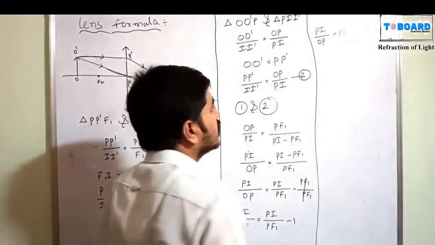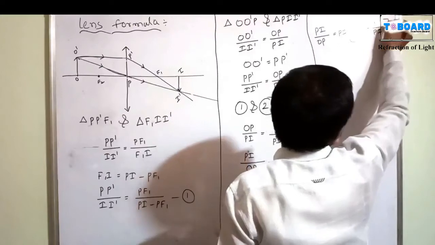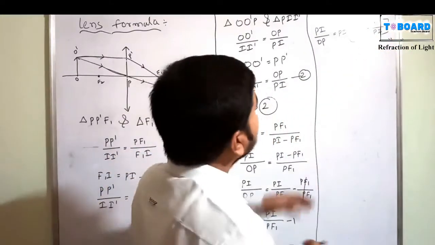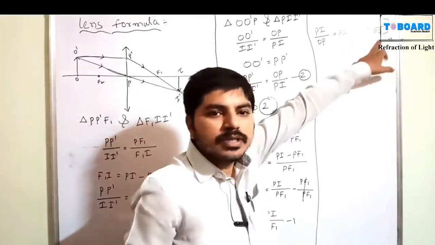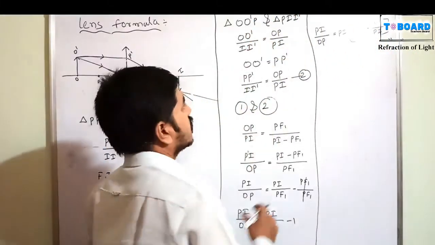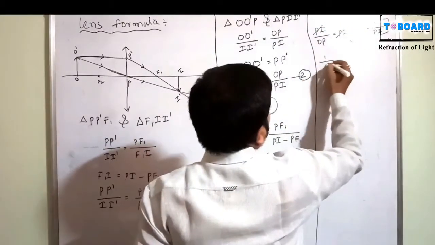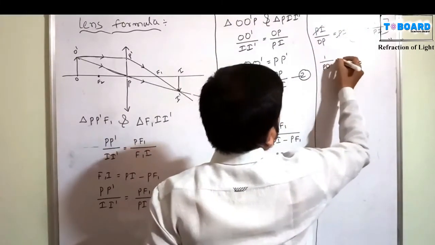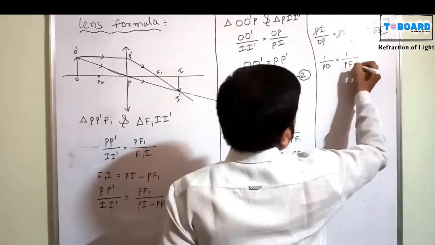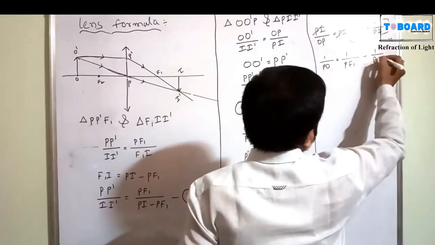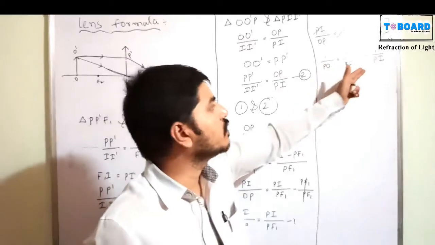If you multiply again, PI by P F1 minus PI by PI gets cancelled. So I am going to cancel PI on both sides. So 1 by PO or OP, whatever it may be: PO is equal to 1 by P F1 minus 1 by PI. Okay, now I am going to substitute the values of PO, P F1, PI.